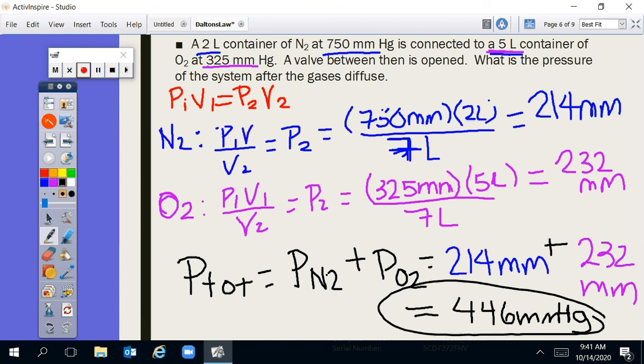We needed the fundamental gas laws to start off to figure out the new partial pressures at the new volume. And then we needed Dalton's law of partial pressures to add them up to get the total pressure in the 7-liter volume.